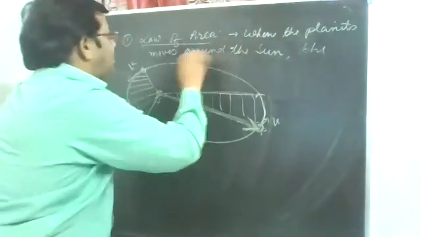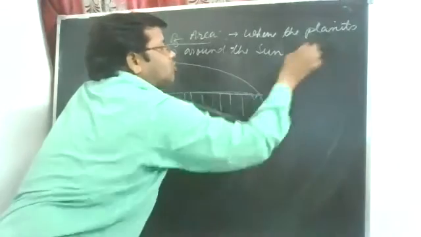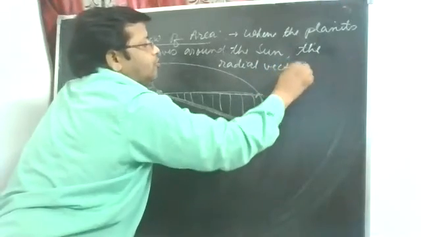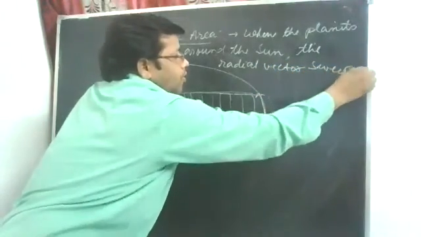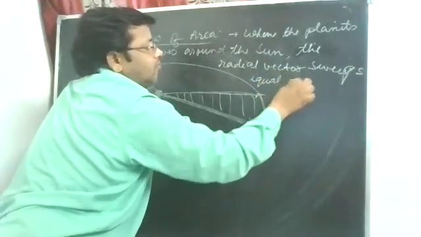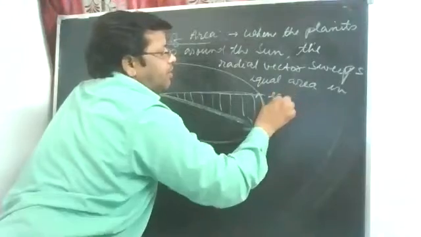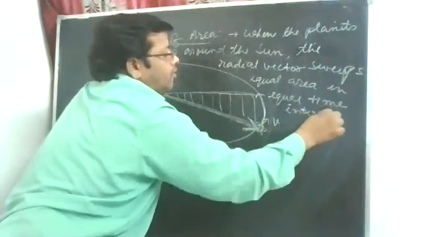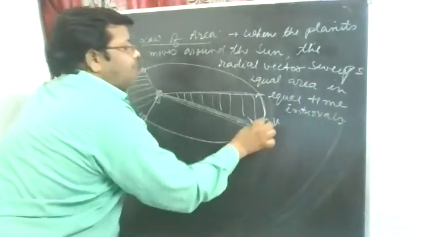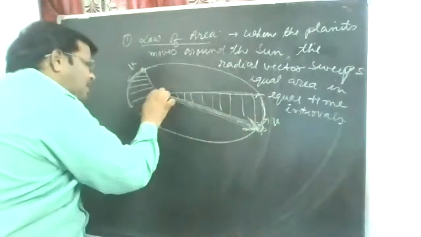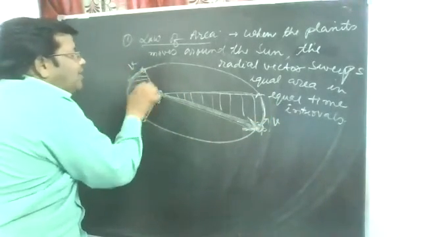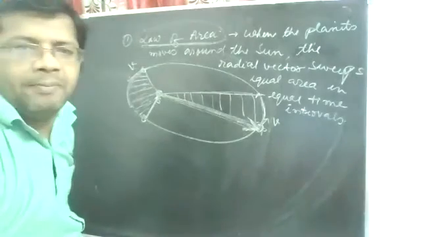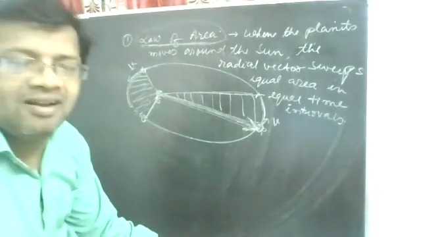Now, when the planets move around the sun, the radial vector shifts equal area in equal time intervals. So see here, if the base is larger, this perpendicular length will be smaller. If the base is smaller, this length will be larger, so as to maintain the validity of Kepler's second law.